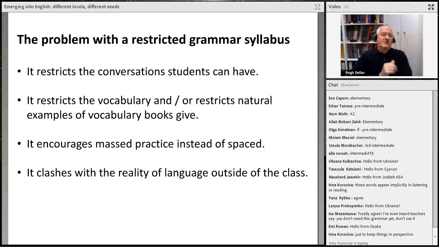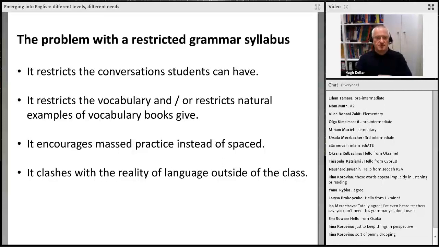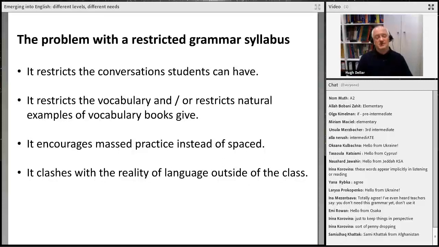On top of this, I think what happens is we have this kind of massed practice of particular bits of grammar. We have this idea that we have to do 60 hours on the present simple before students are allowed to see regular past simples. And then we have to do all of the regular past simples before students can see went, which is actually the most common past simple word that there is.